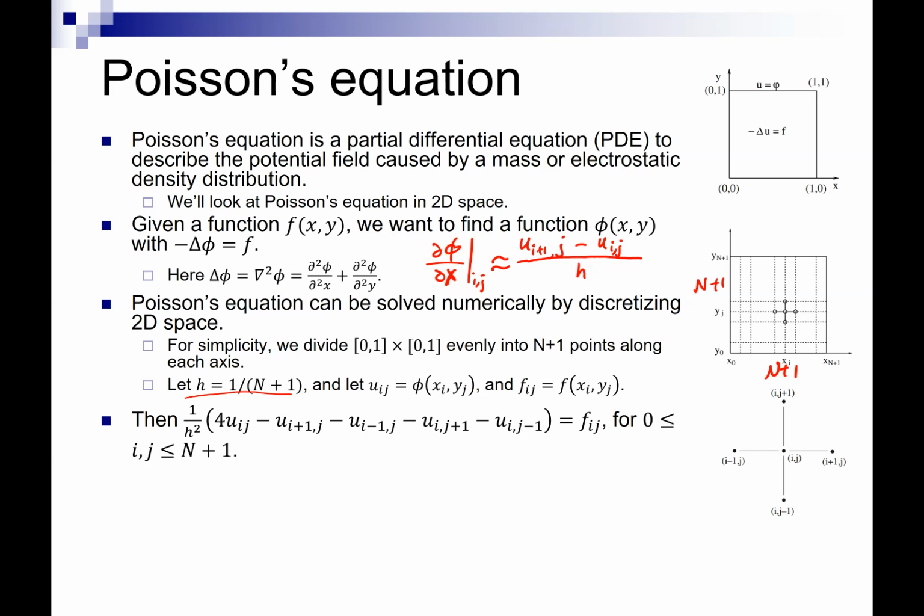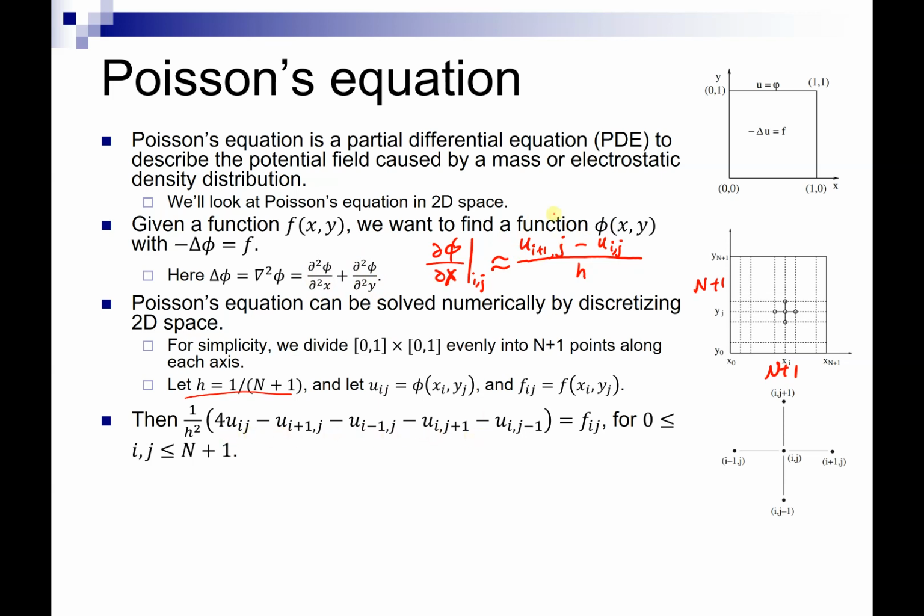Okay, but for the Poisson equation, we actually want the second derivative. It turns out that you can use a very similar method, and you can express the second derivative over here, and also the second derivative in y. If you do that, you're going to end up with an equation like this.